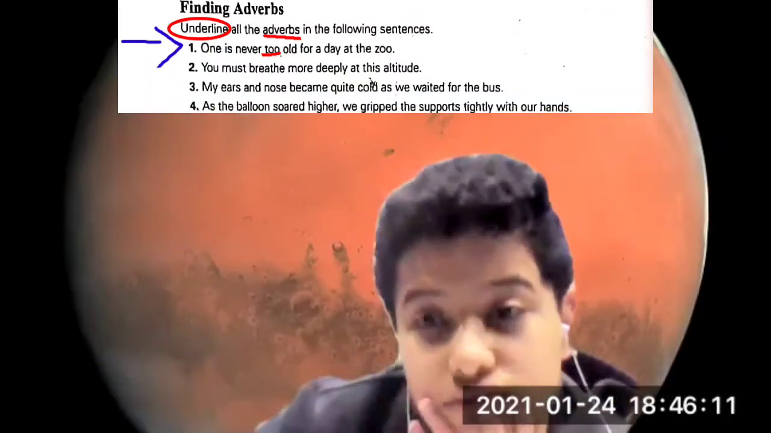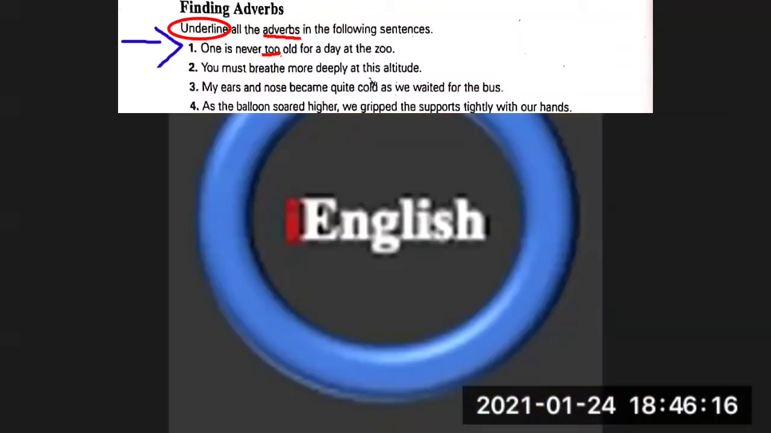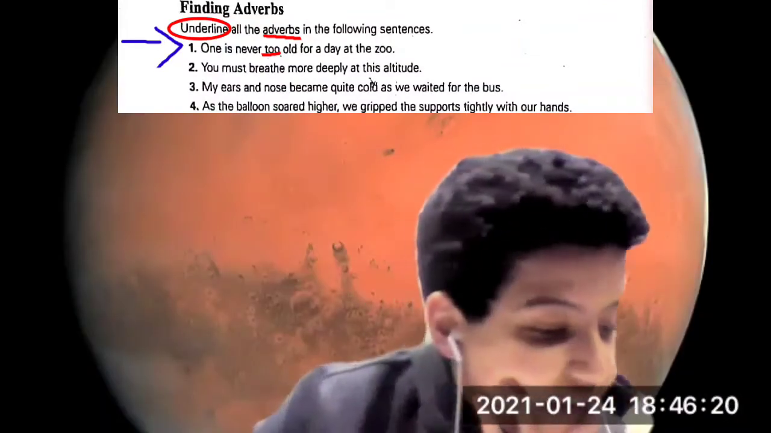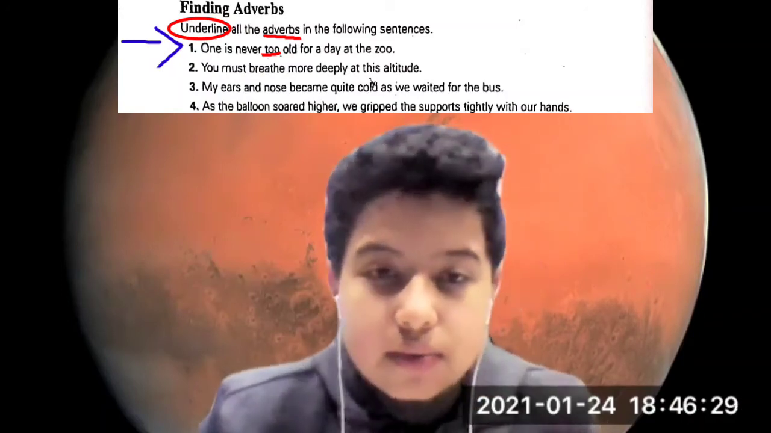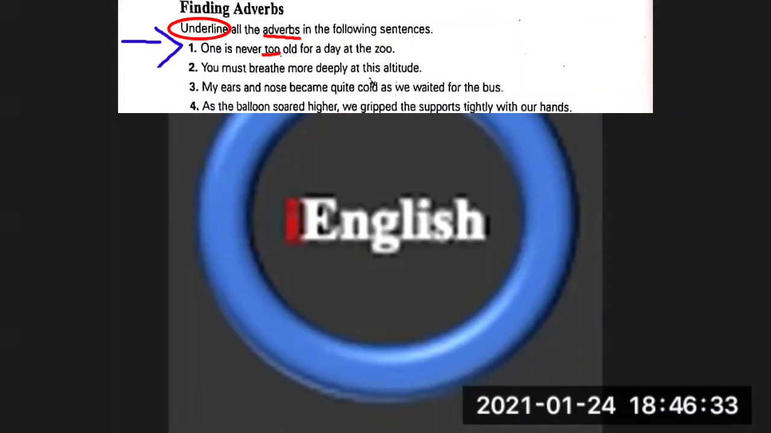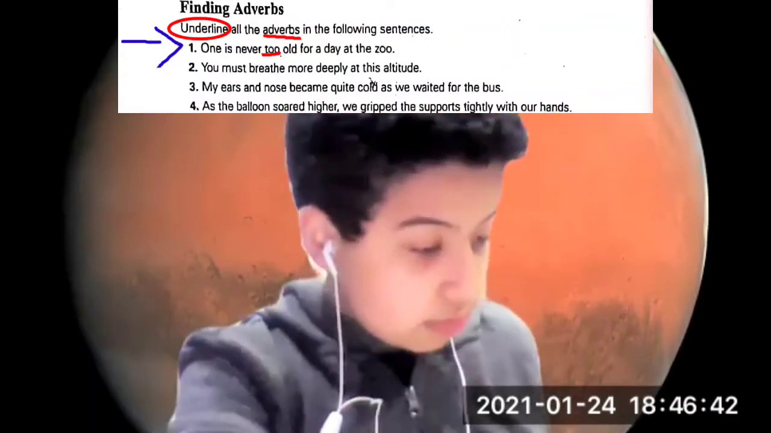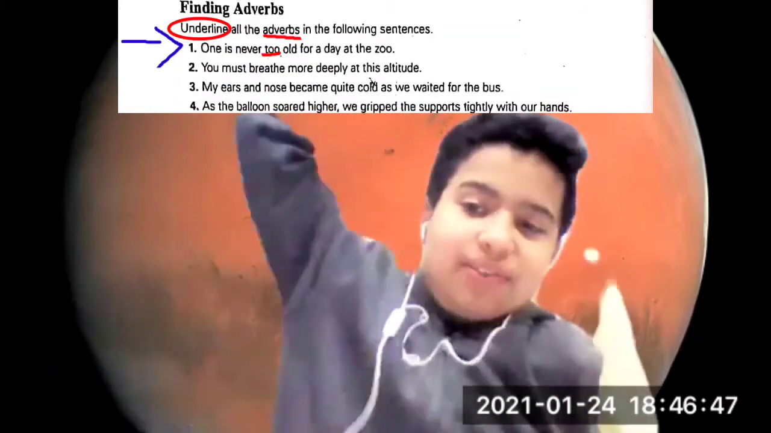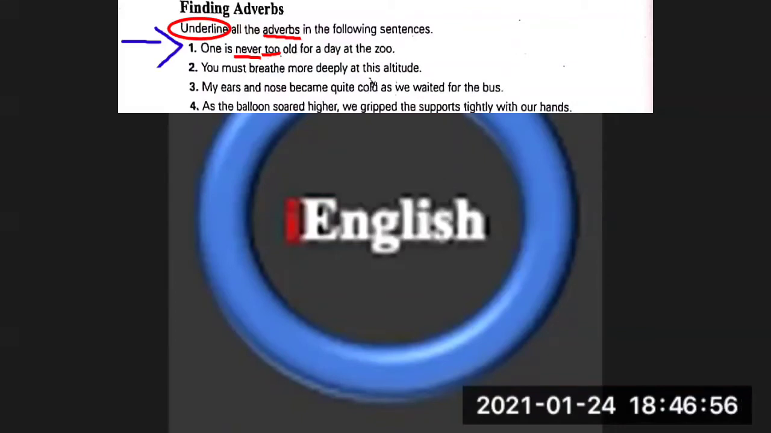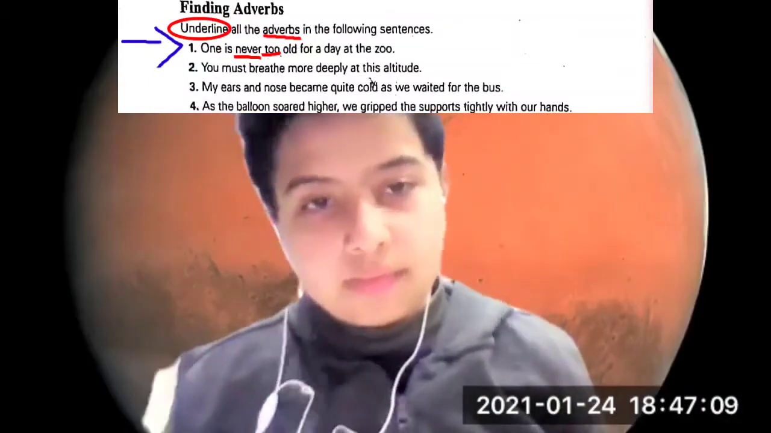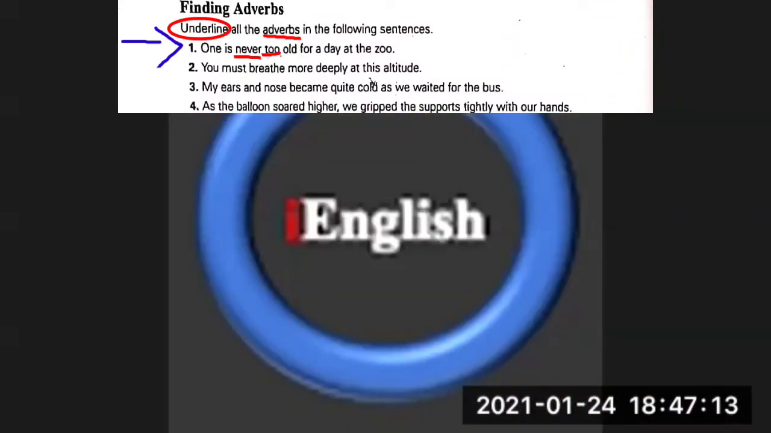I'd like to add something to you. I want you to check in the dictionary now the type of never. Maybe it's an adverb. I'm gonna check. Oxford. Okay, never. Never is an adverb. See? I missed it. No problem. It's not written in the book. Never is an adverb, and it's called an adverb of frequency. One is never too old for a day at the zoo. So here we have two adverbs in the question.